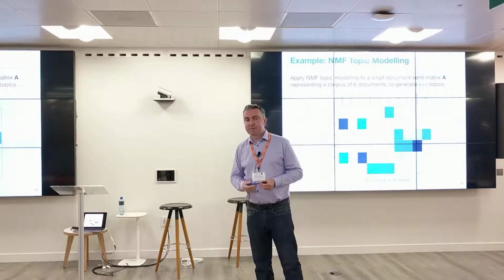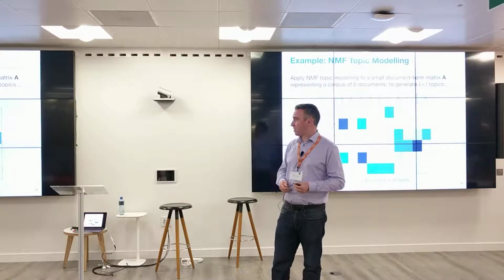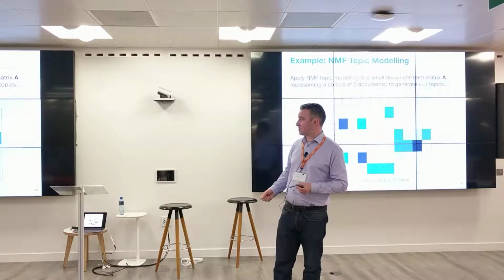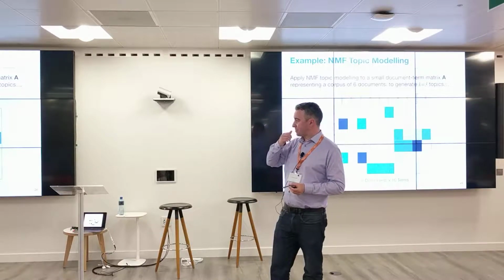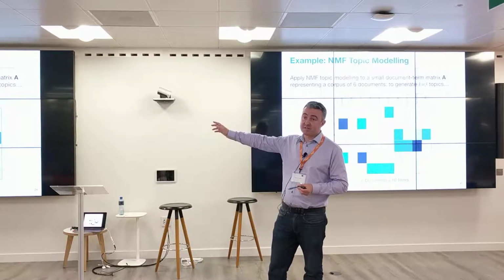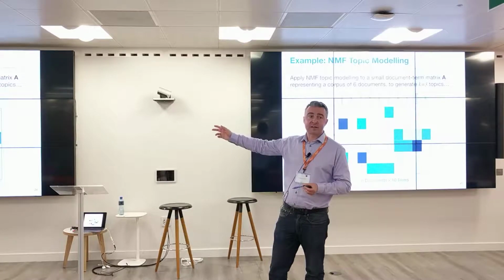It's probably easiest to understand if you see a very simple example. So imagine we had a term document matrix like this. We have 6 documents and we have 10 terms. The light squares indicate zeros, and the darker squares indicate larger numbers.